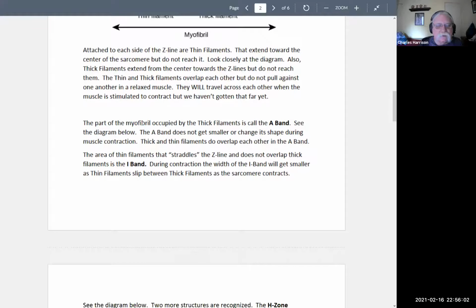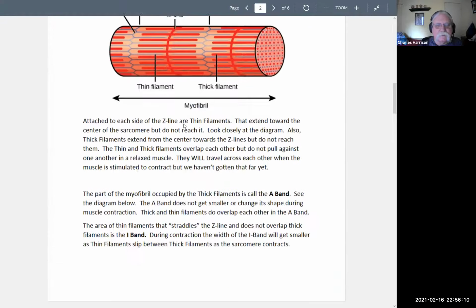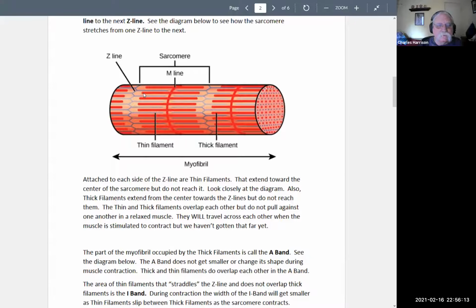Okay, the part of the myofibril occupied by thick filaments is called the A band. From here to here is the A band. From here over to here, the lighter area, is the I band. It straddles or crosses the Z line. The A band has at its center the M line, to which all the thick filaments attach.